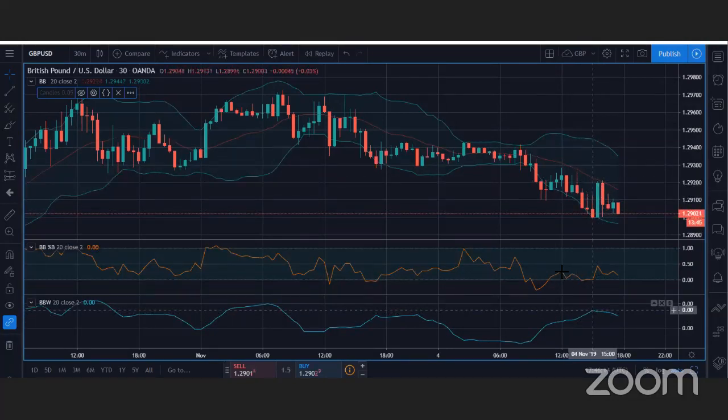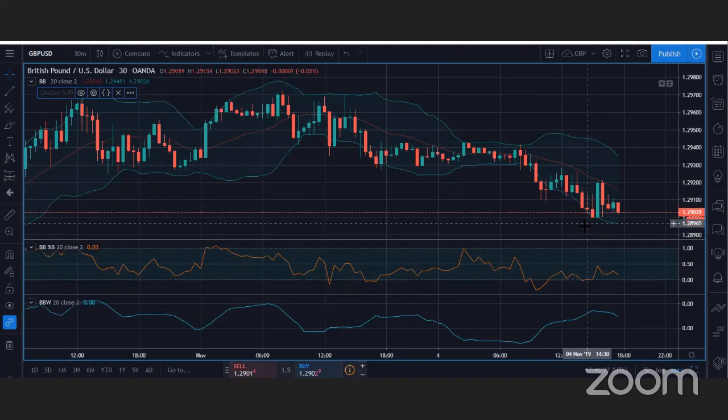I use bandwidth and percent B when I'm trading and using the Bollinger Bands. They're very important to me. I need to have them on my charts. I'm also using CCI and looking for the divergence on another chart. 30-minute time frame, I'm comfortable with that.